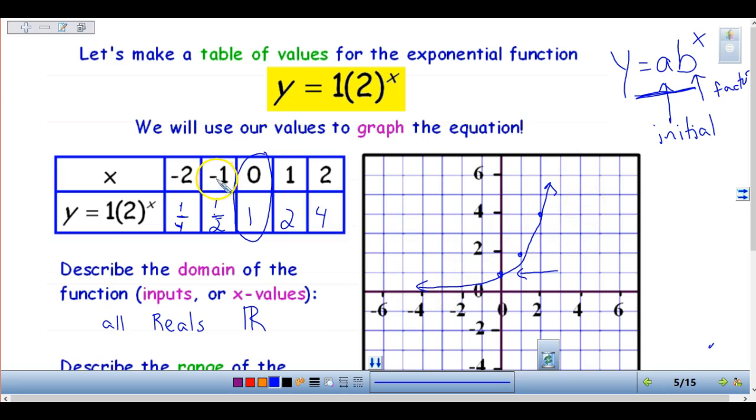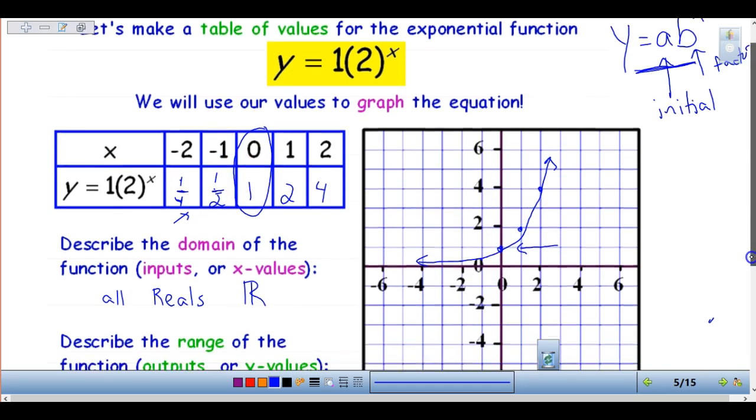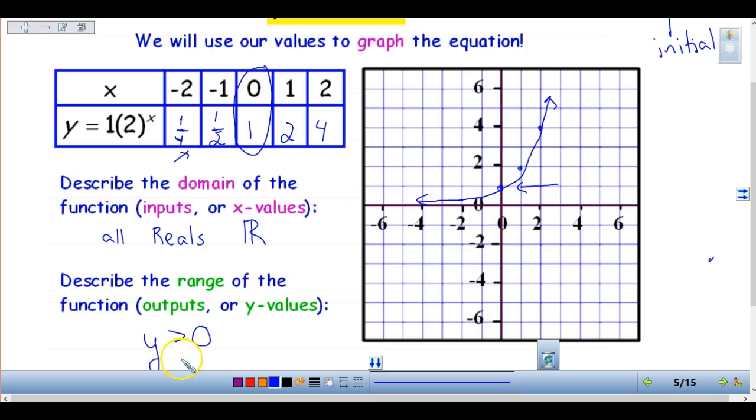Remember, when it's a negative exponent, it brought it to the basement. So that 2 then got moved down. So that became a half. And then 2 squared became 4, so here we got the 1/4. It does not make the number negative. Notice everything is above 0 or above that x-axis. That's why our range is y is greater than 0. It will never touch that line, so again, make sure that it doesn't when you graph it.